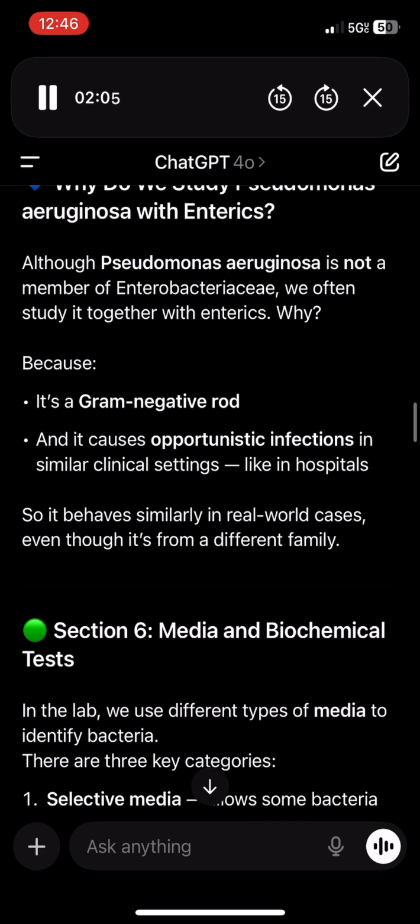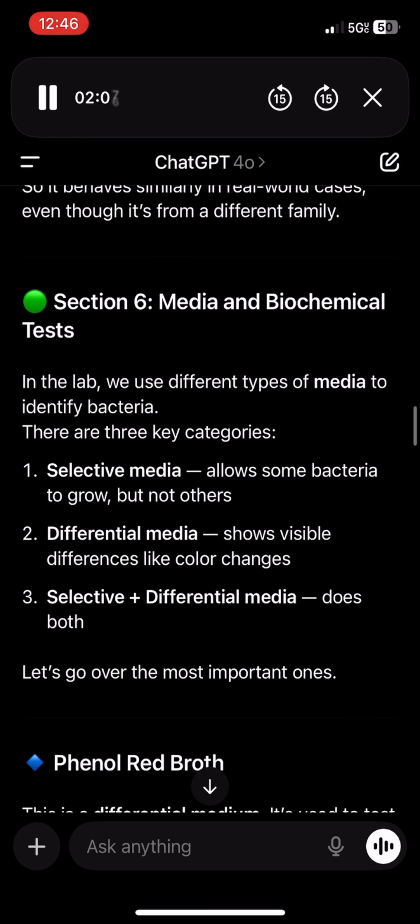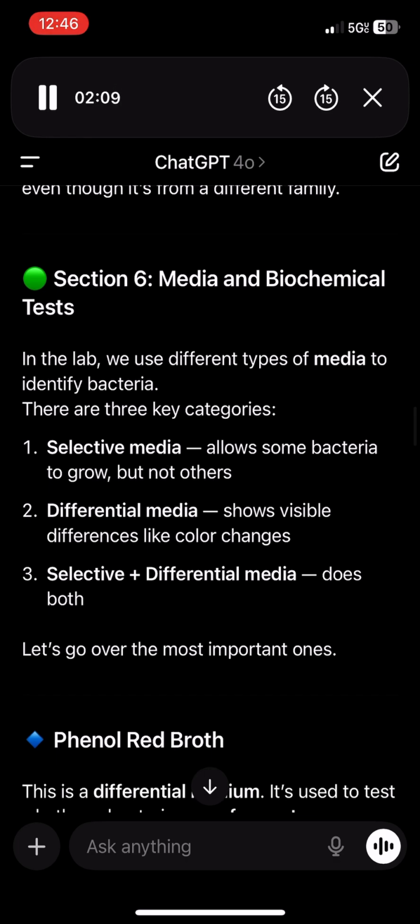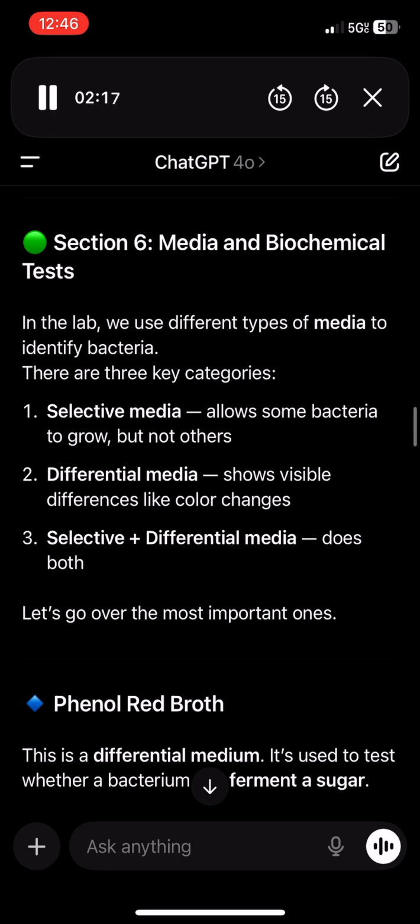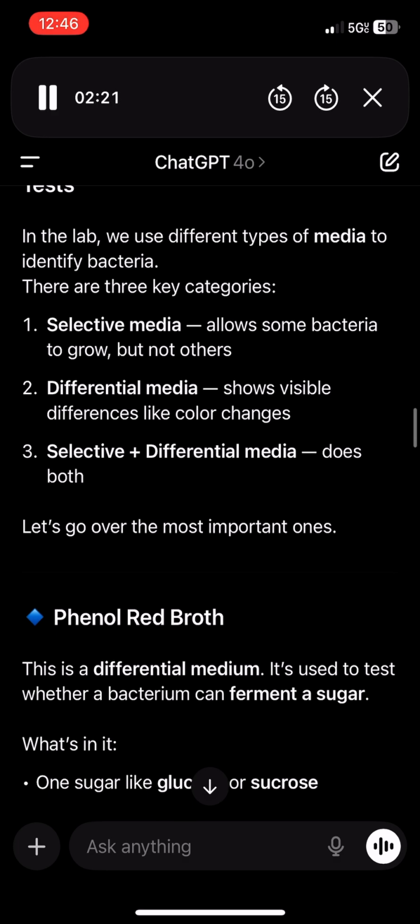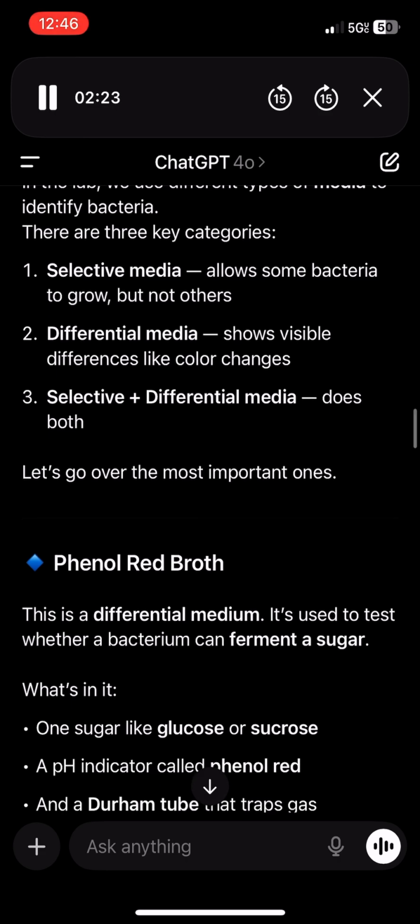Section 6, Media and Biochemical Tests. In the lab, we use different types of media to identify bacteria. There are 3 key categories. 1, selective media, allows some bacteria to grow, but not others. 2, differential media, shows visible differences like color changes. 3, selective plus differential media, does both. Let's go over the most important ones.